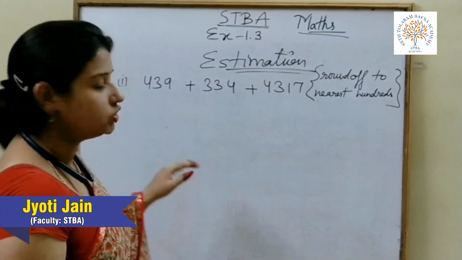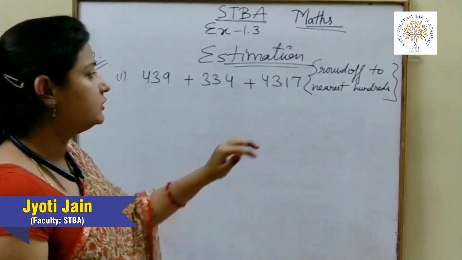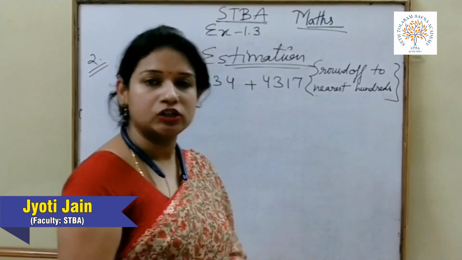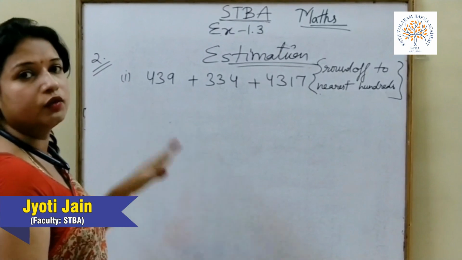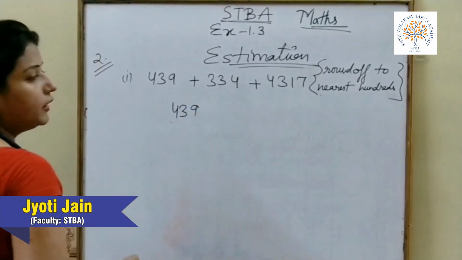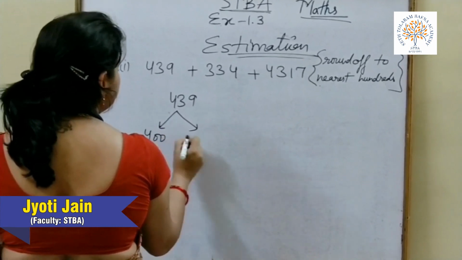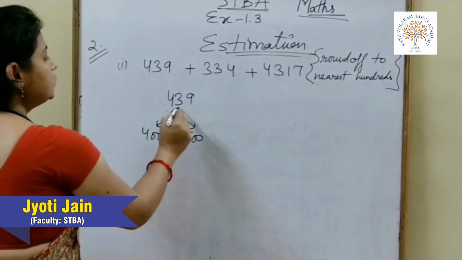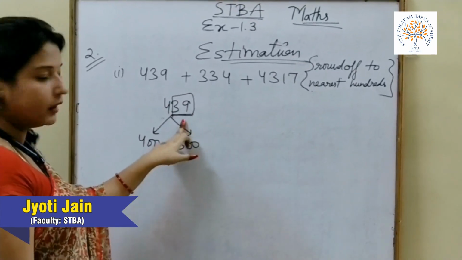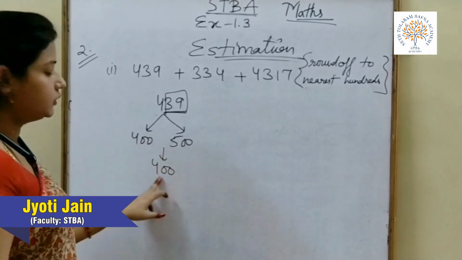Okay, the next second question is this one. This is a problem related to addition, but in this question it is mentioned that we have to round off these numbers to the nearest 100. It is already mentioned in the question. So let's start with 439. We have to round it off to the nearest 100. The last two digits here are 39, and 39 is less than 50. It means it will be rounded off to 400. So the rounded value of this number is 400.